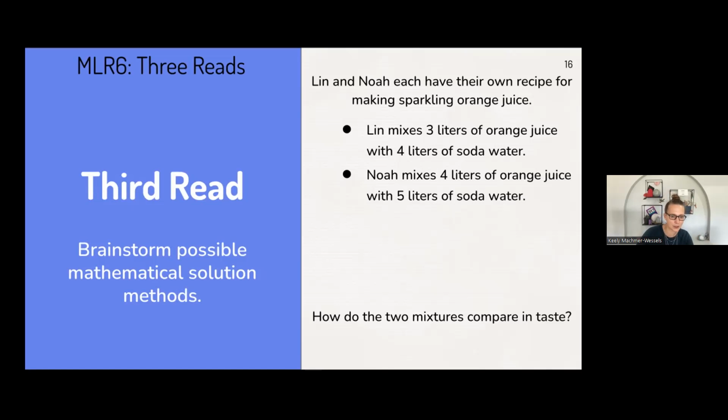Okay, I'm seeing drawing a jug and using colors. So I see a couple of people saying drawing a picture, perhaps using percentages, make a table to make sense of it.